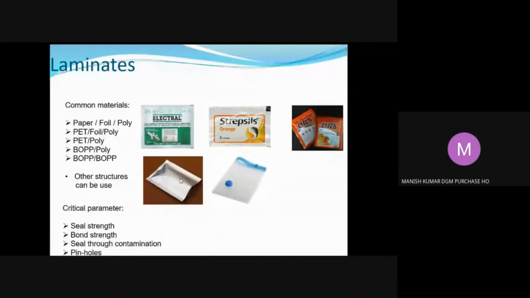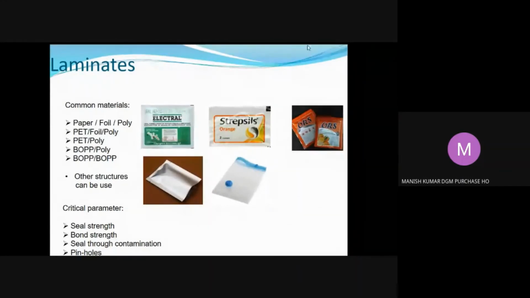Those are very important parameters. Another very important thing is seal through contamination. You have to take care of this while selecting any product for powder packing, because when you are filling the product in the pouch, dust and powder will come to the sealing area. So at the time of sealing, it should seal through contamination. You have to select a poly that seals through contamination.